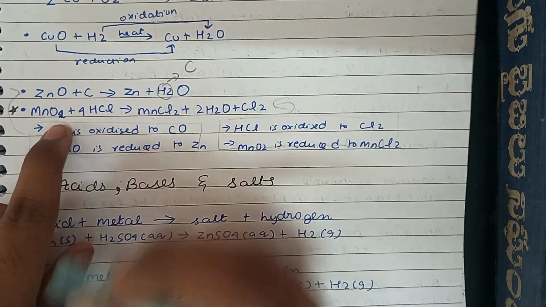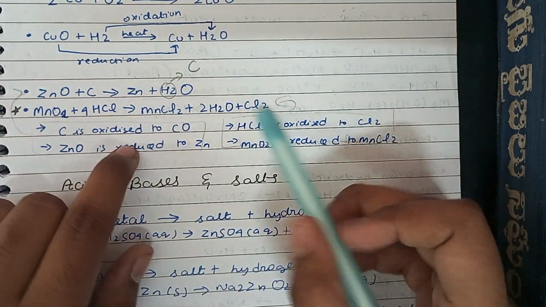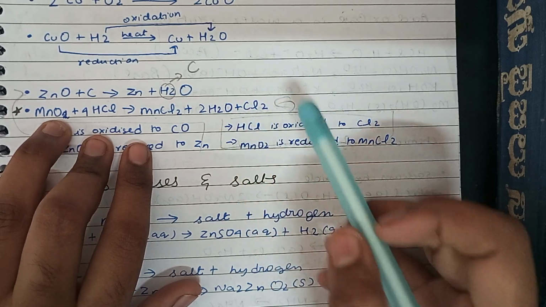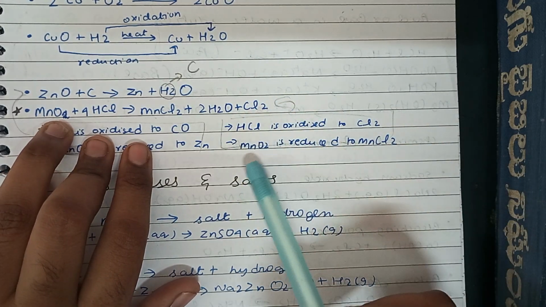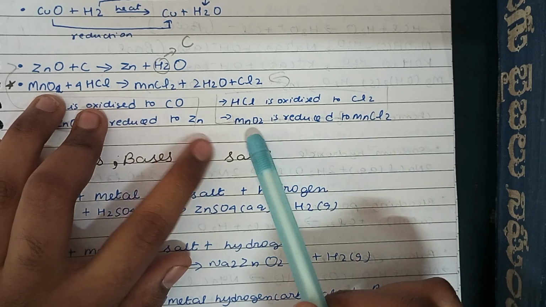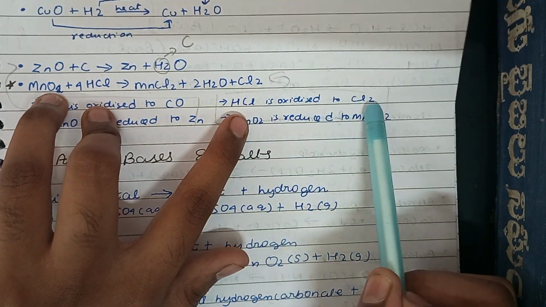Now the thing to remember here is that I have written this here, I'm sorry, I have mixed up two, but yeah, here MnO2 is getting reduced to MnCl since it's losing oxygen, and HCl is getting oxidized to Cl.